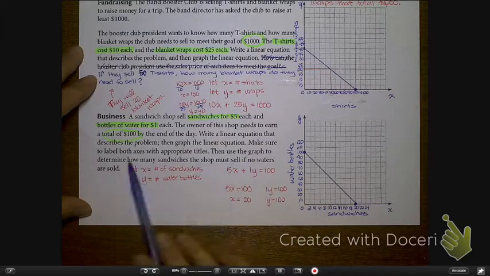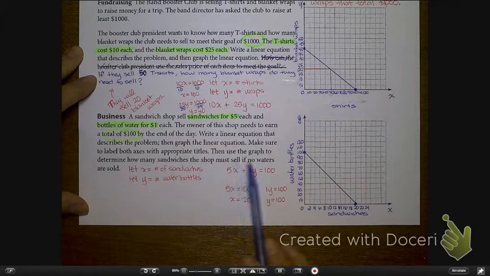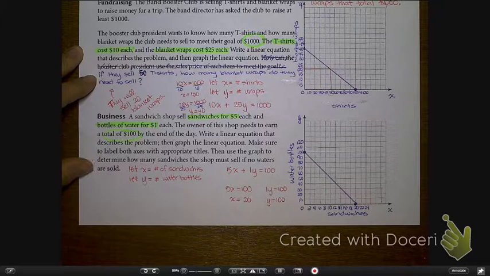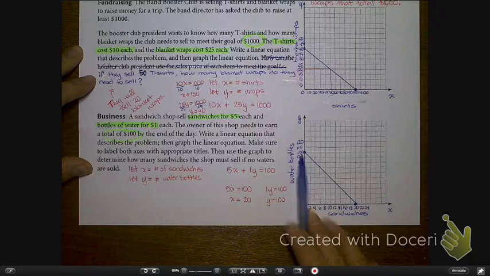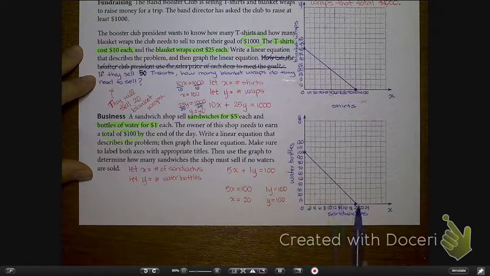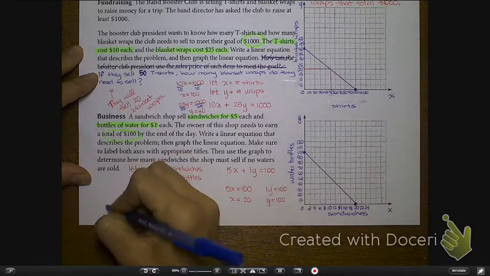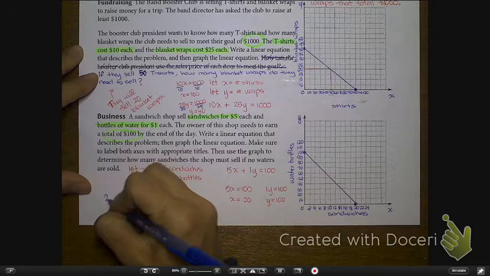It says, use the graph to determine how many sandwiches the shop must sell if no waters are sold. Well, if no waters are sold, that means we're selling how many water bottles? 0. So 0 water bottles are right here. So let's go to the line for sandwiches. If I go this way, that's water bottles. I'm trying to find out how many sandwiches, so I need to go over here. If I sell 0, then I have to sell how many sandwiches? 20. So the answer to this question is 20 sandwiches.